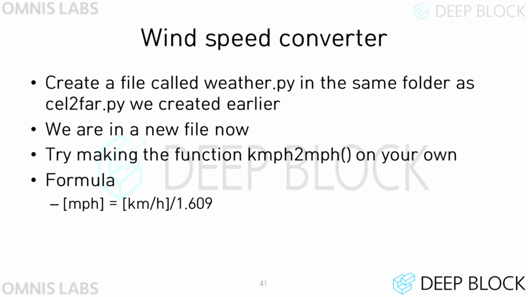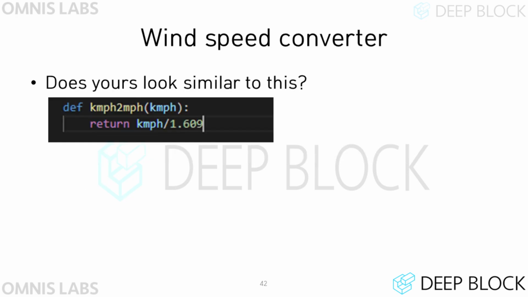Before moving on to the next slide, pause the video of this lecture and write kmph to mph function that converts kilometers per hour to miles per hour on your own. The conversion formula is shown in the slide. For example, the function could be written like this.